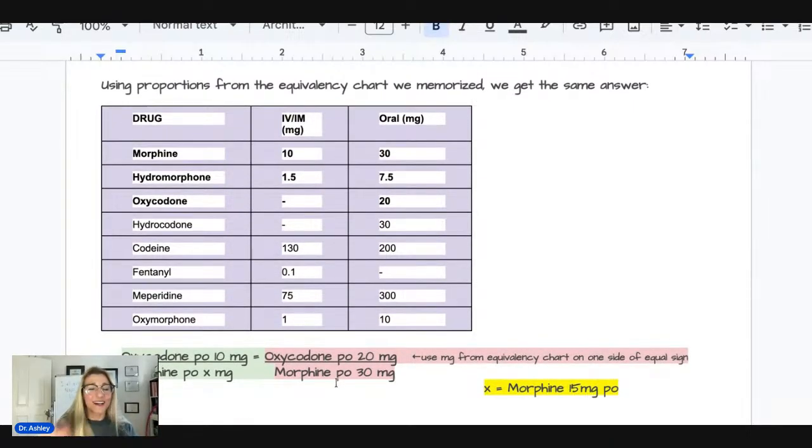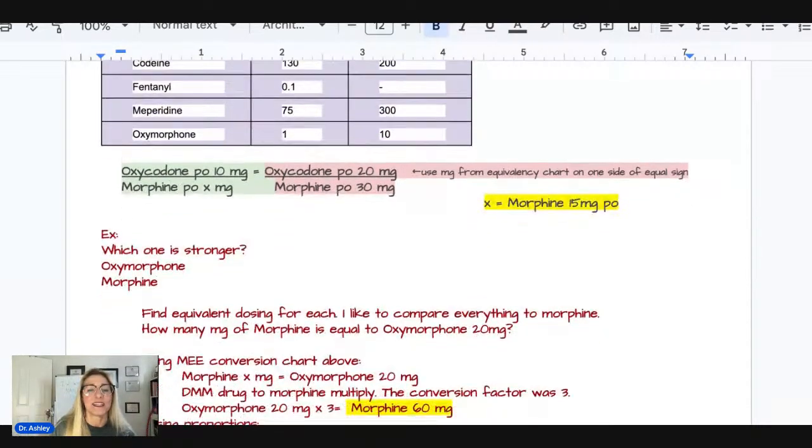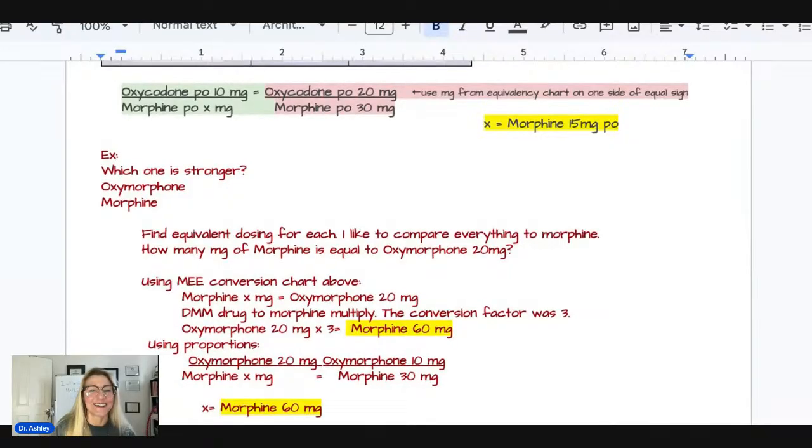Remember, for a conversion, if you don't want to have to think a lot, save those brain cells for something that's hard. If you don't want to think for these conversions, you make a proportion, and on one side, you use what's on the equivalency chart. For example, oxycodone 20 was on the chart right here, morphine PO 30, there it is. That's on one side, and then reality's on the other side. Bam, I don't have to think very much if I make a routine of that. Okay, so we talked about oxymorphone and morphine.